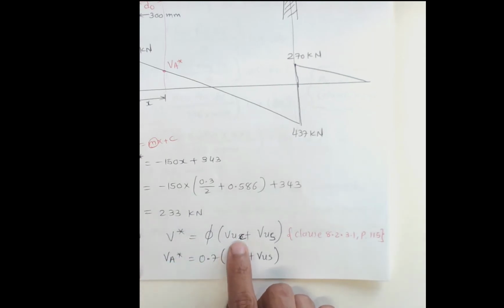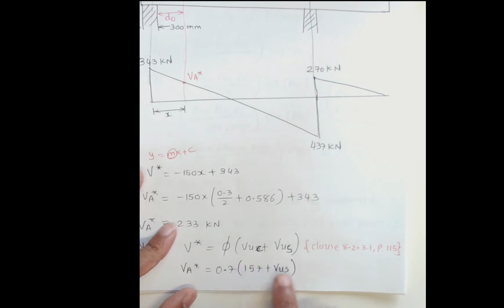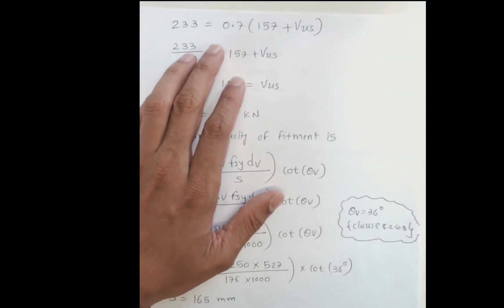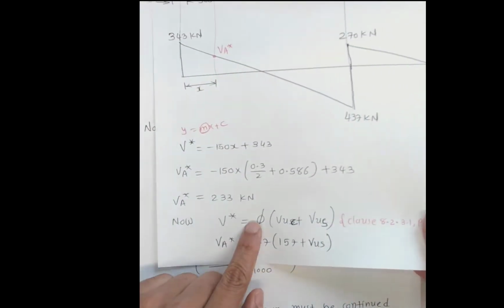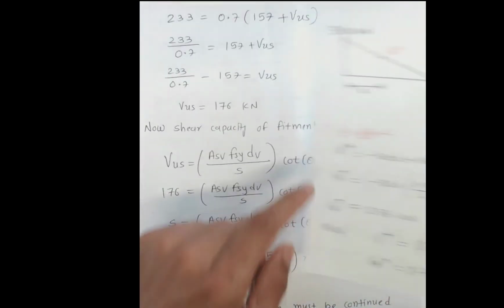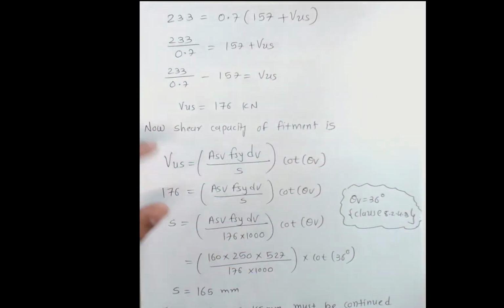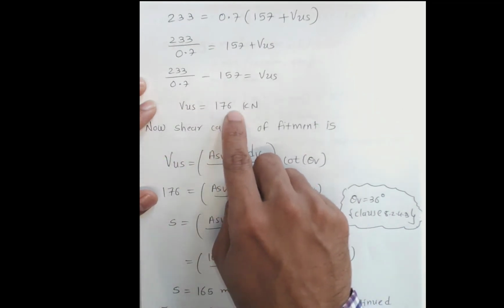We can substitute the concrete strength that we calculated in the previous steps. So we calculated this Vuc equal to 157 kilonewton. Now that Vuc we're going to substitute here, 157, and we're going to find the capacity of the fitments. Now here V star is 233, we substitute here, capacity reduction factor 0.7, concrete shear strength 157, and we're going to find the steel reinforcement strength. Bring this 0.7 across, and we bring the 157 across, we get the steel strength 176 kilonewtons.